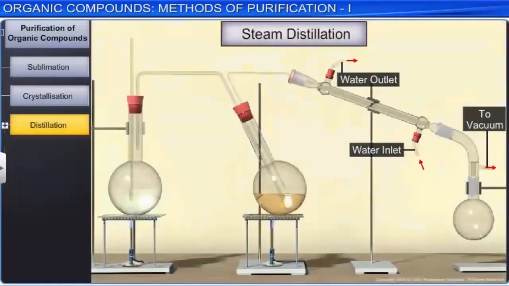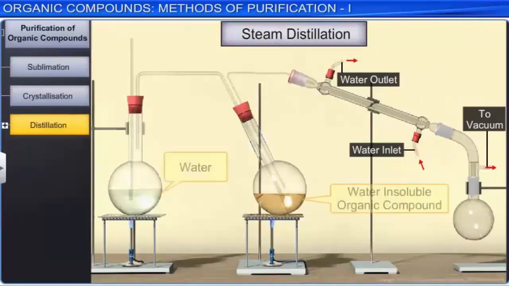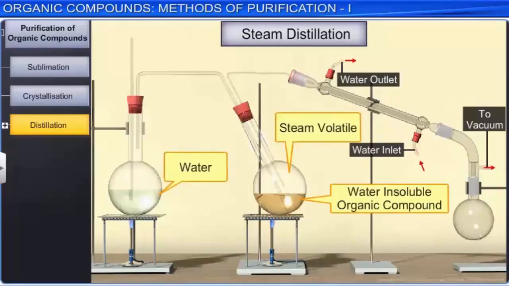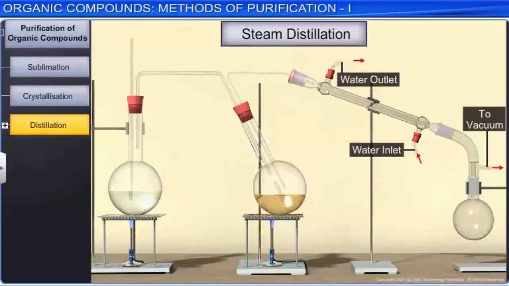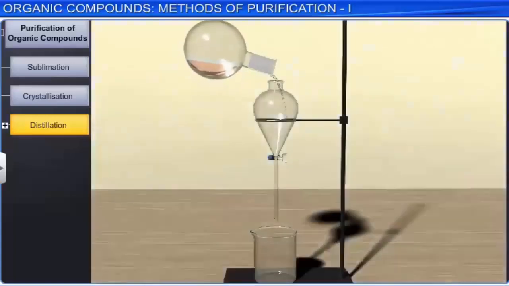Another distillation process, steam distillation, is used to separate substances that are immiscible with water and steam volatile. That is, get evaporated when steam is passed through them. In this process, the liquid to be distilled is kept in a heated flask and steam from the steam generator is passed through it. The mixture of the steam and the compound is condensed and collected. The compound is separated from water using a separating funnel.